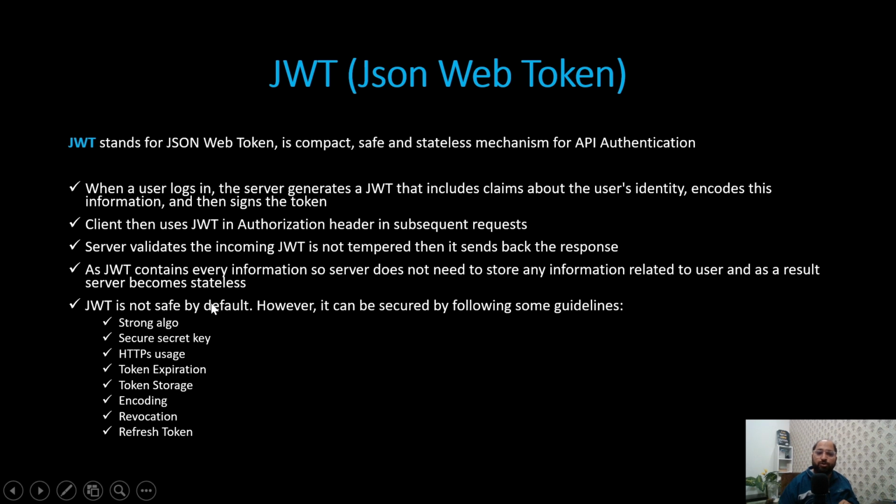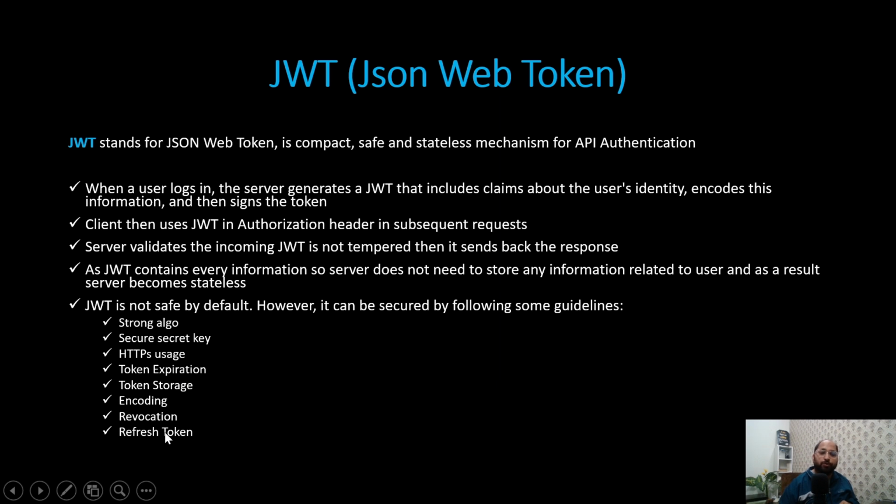JWT is not safe by default. However, it can be secured by following guidelines. We can use a strong algorithm, we can use a secure secret key, and we should use it over HTTPS, and there should be some token expiration for the access token. We should store the token in a confidential place so that no one can reach it or use it. We can use encoding, and if we get to know that the token is stolen, then we can revoke it.